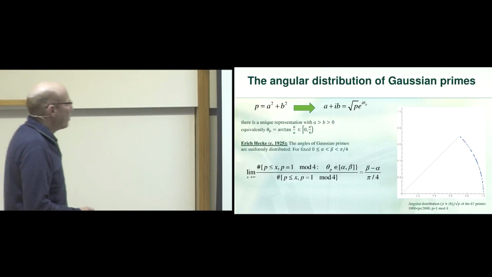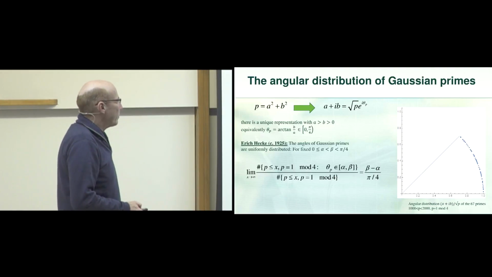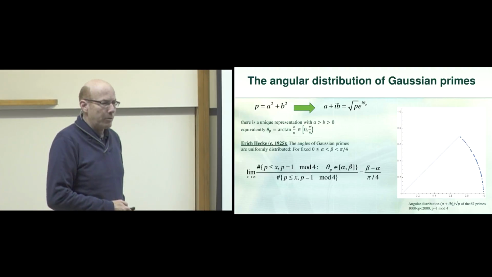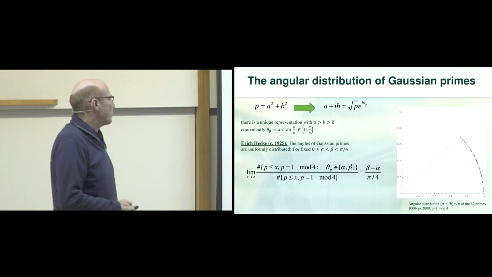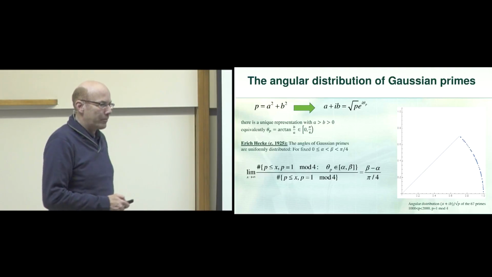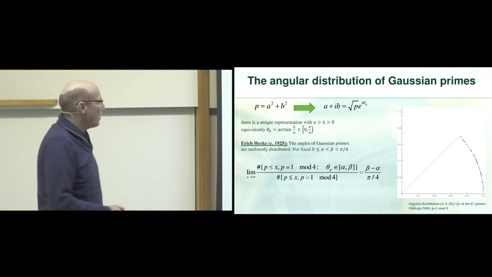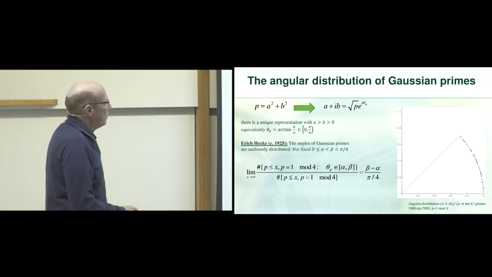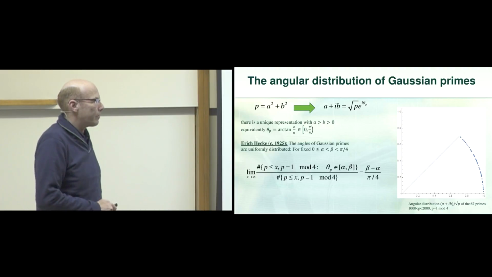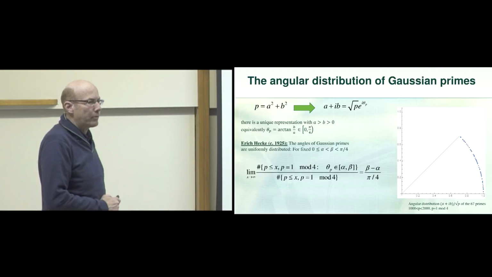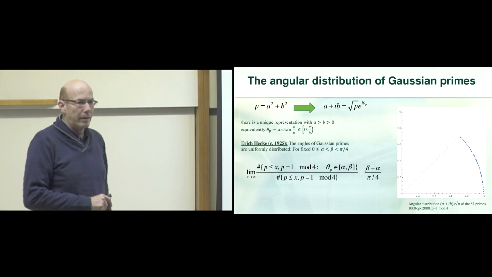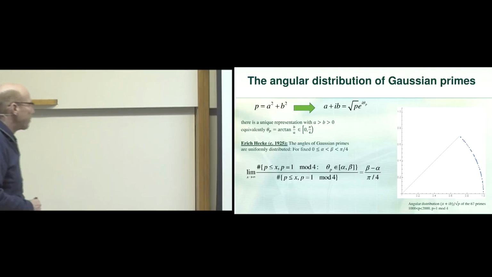So here is a plot of the angles for all primes between 1000 and 2000, which are 1 mod 4. There are 67 such primes, as it turns out. And here are the angles. And what I want to understand is the statistics of these angles. So do they behave like a random point set? Are there any patterns in these angles? And so on. So I'm not the first one to want to do this.